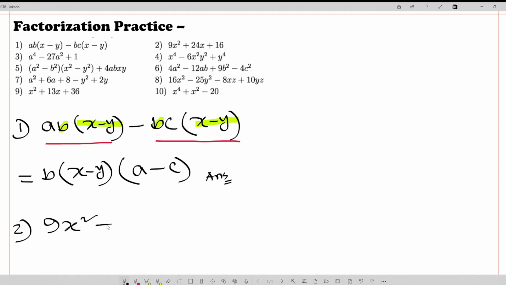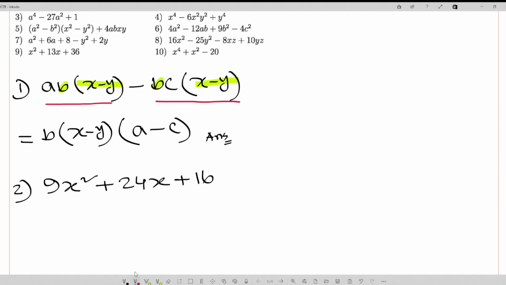Number 2. 9x² + 24x + 16. Look, this 9 is a perfect square, also 16 is a perfect square. So in this case we can write like this: (3x)², it means 9x², plus this one is 16, we can write 4².